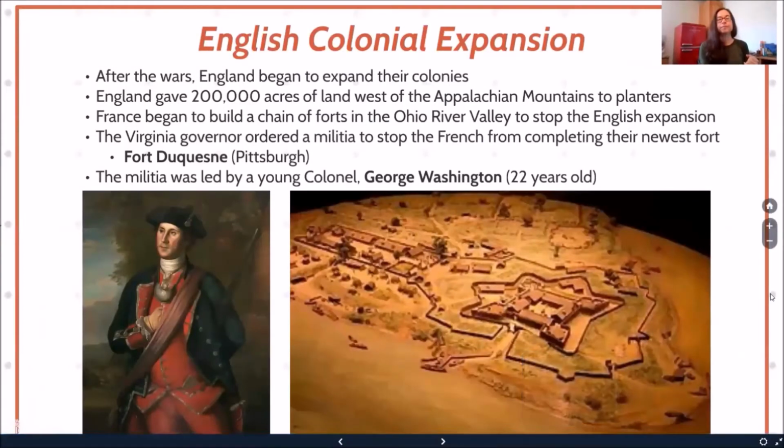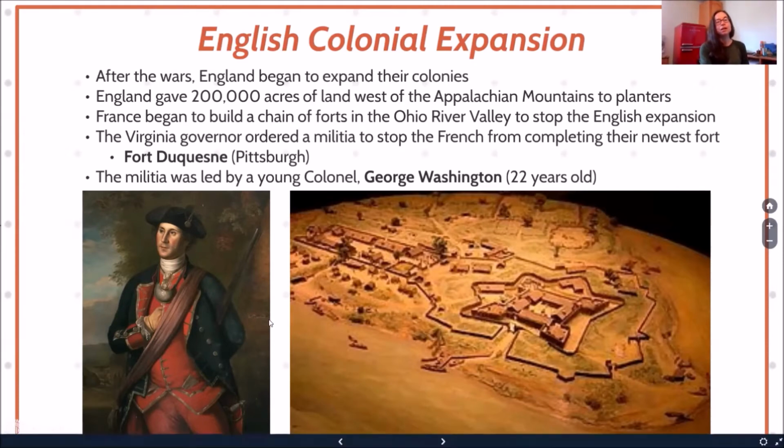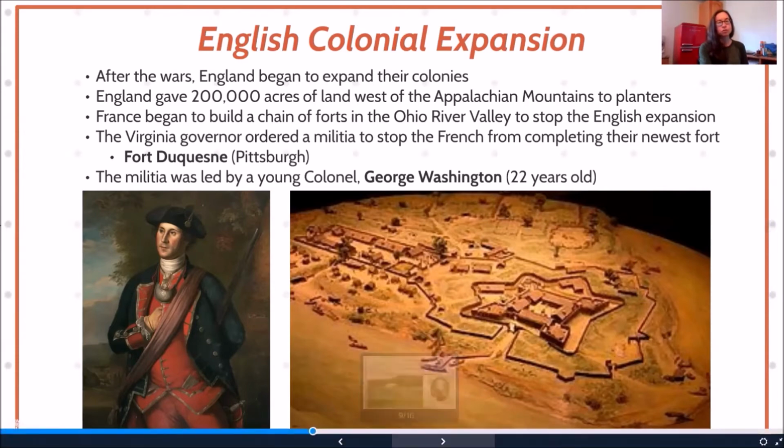So fast forward just a little bit. During this time, we've had all of this English colonial expansion, where England is expanding their colonies out from just the little spots that they've got along the coastline. England gave 200,000 acres of land west of the Appalachian Mountains to the planters. France began to build a chain of forts in the Ohio River Valley to stop this English expansion. And the Virginia governor ordered a militia to stop the French from completing their newest fort, Fort Duquesne in Pittsburgh. The militia was led by a very young colonel, only 22 years old. This was George Washington.